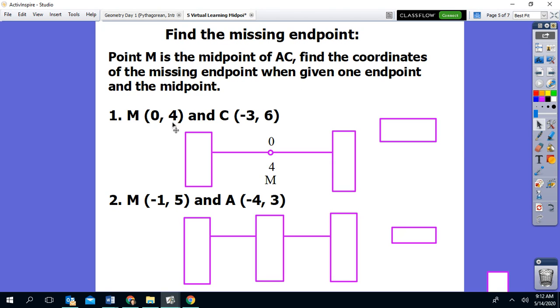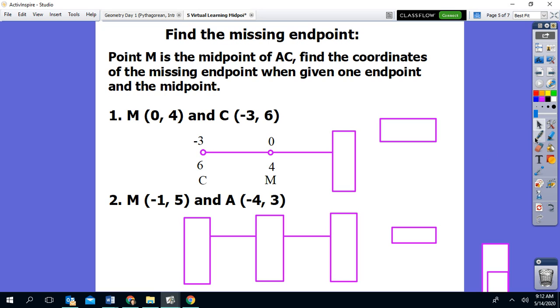You're given one of your points, whatever point they give you. This time they give me C. I'm going to put it on the left. Whatever they give me, I always put it on the left. I write the X value on top of that little segment and the Y value on the bottom. So you're given the middle and you're given one end.